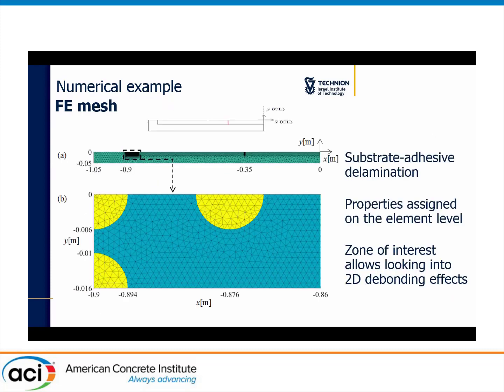This is the finite element mesh, and this is a zoom in on the edge of the laminate where the debonding mechanism initiates. Depending on the case, we can designate on the element level the properties of delaminated regions and non-delaminated regions. The zone of interest, which is refined, is where the mechanism initiates, and which allows looking into two-dimensional effects.